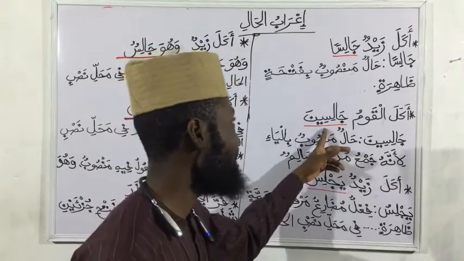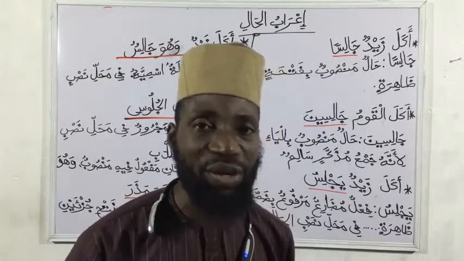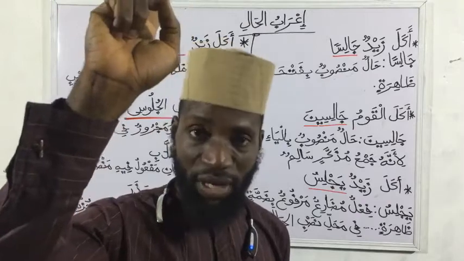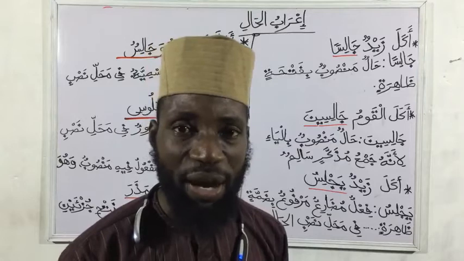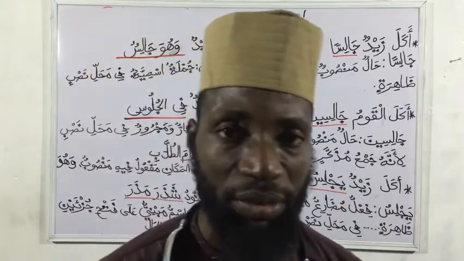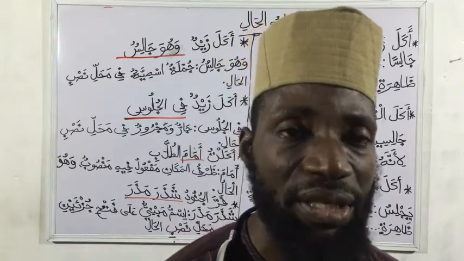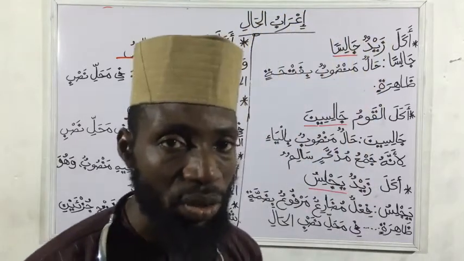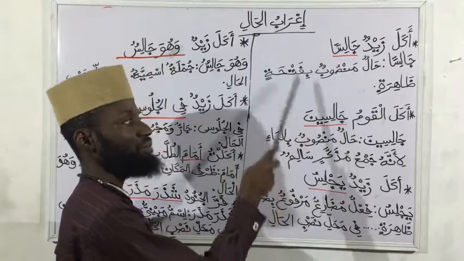So that's why you use what? Jalisin, the plural of jalisun. So the plural should be, by default, jalisuna. Now, because it's now hal, hal will be in nasb state. So that's why it's now jalisina, because jalisun is jam' muzakkar salim. So when it is taking rafa', it takes rafa' with wow. And it takes nasb and jarr with what? With a ya. So that's why we have this ya here. Do you get now? Instead of it being jalisun.